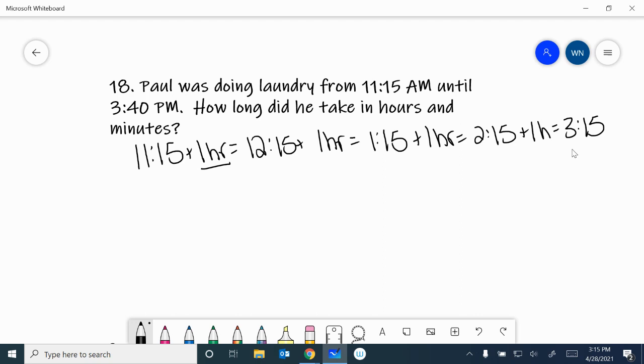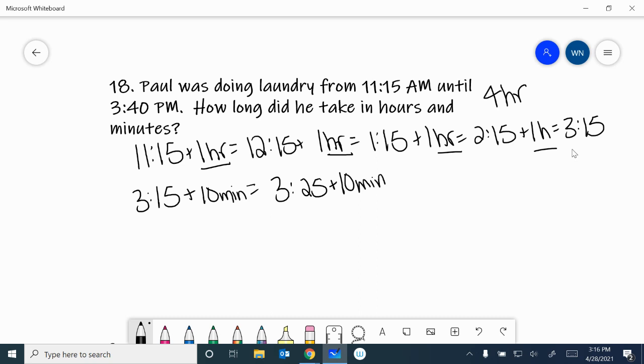So let's count up. We got 1, 2, 3, 4 hours so far. And we're left at 3:15. We have to get from 3:15 to 3:40. So let's count. If I add 10 minutes, that'll get me to 3:25. If I add another 10 minutes, that'll get me to 3:35. And then I need to add one more 5 minutes. And that'll get me to 3:40.